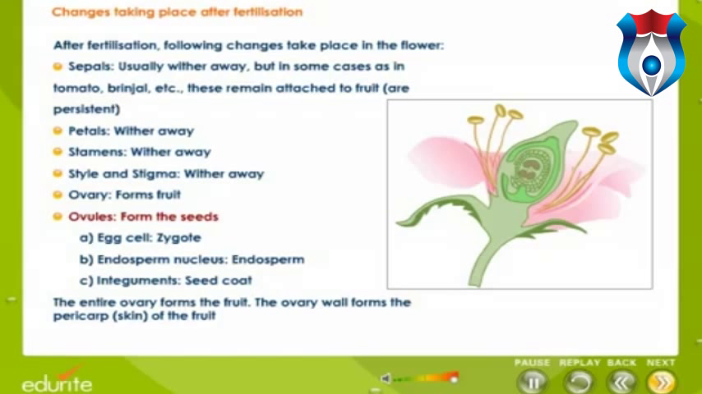Egg cell fuses with the male gamete to become zygote. Endosperm nucleus becomes the endosperm. Integuments become the seed coat. The entire ovary forms the fruit. The ovary wall forms the pericarp, skin of the fruit.